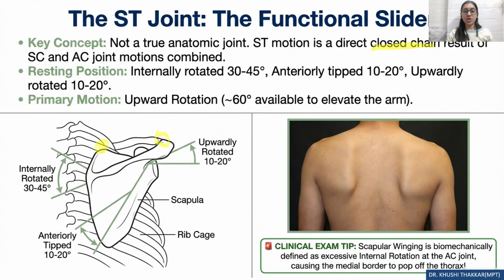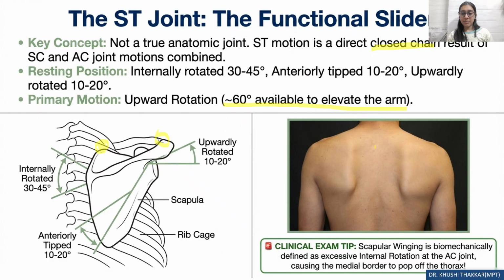Now the resting position, as we have already discussed in previous lectures, I'm not repeating it. Internally rotated, anteriorly tipped and upwardly rotated, that is, it comes into a scaption plane. And the primary movement here is upward rotation, which is around 60 degrees, which is available to elevate the arm.